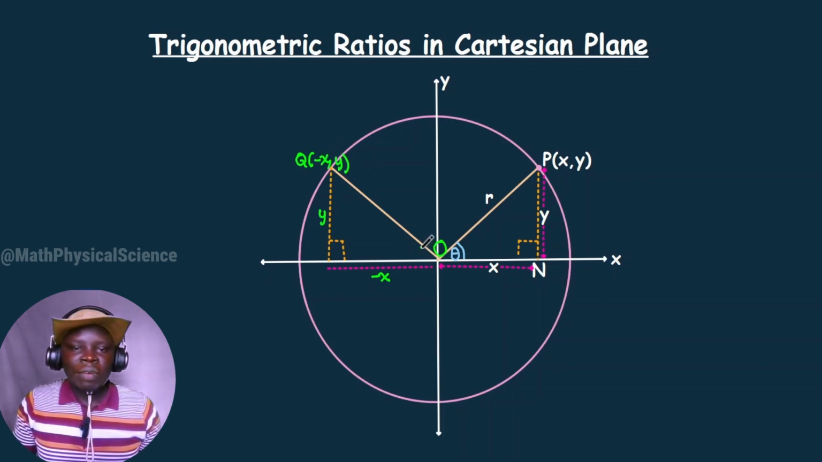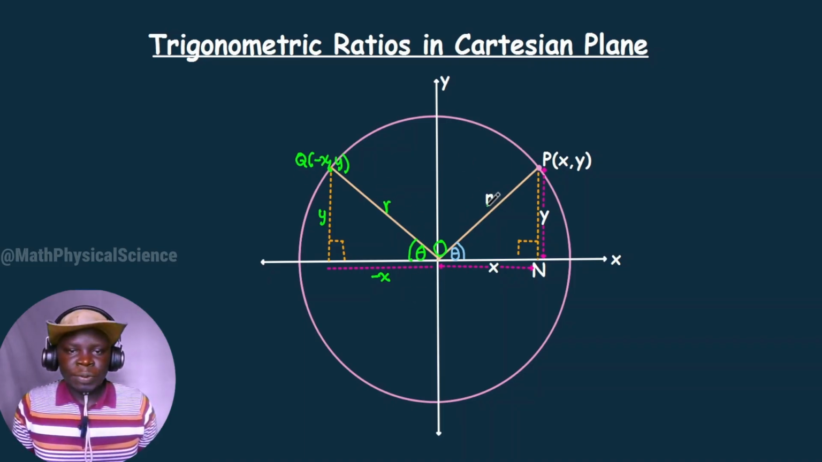We still have our angle theta here. But remember, our r, as the radius, is a fixed distance from the center to the point on the circumference of the circle. The value of r is always positive. That is one thing we also have to mark.